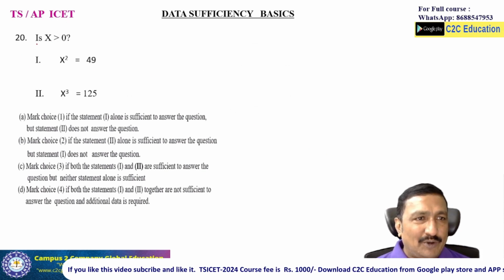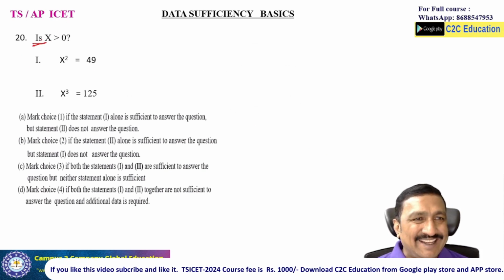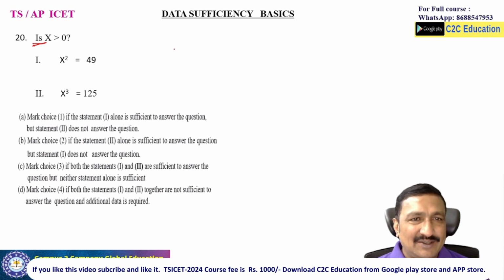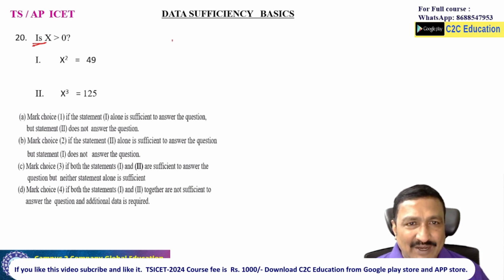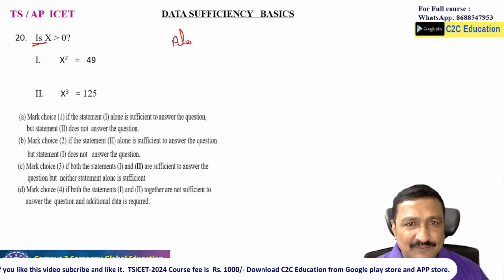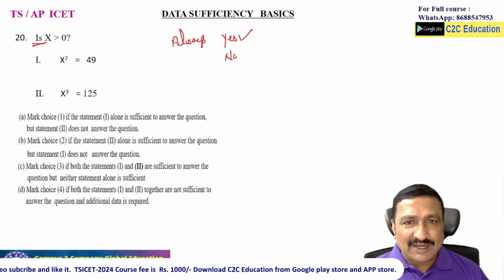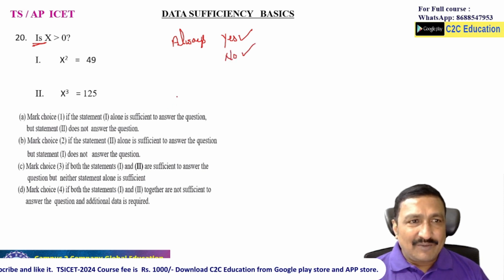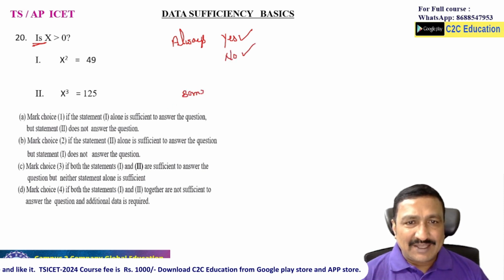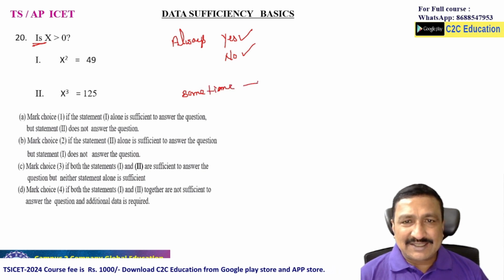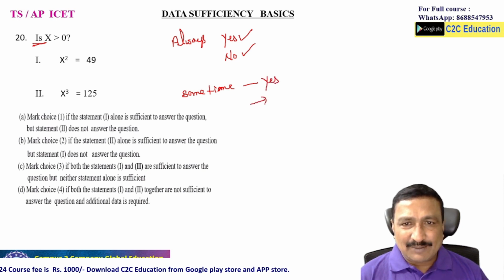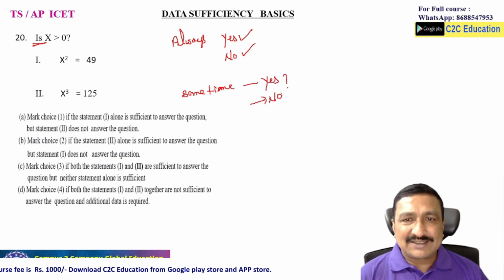Now very important, whenever a question starts with "is", we have to remember whether we can find the answer. Always yes, we can decide the answer. Always no, we can also decide the answer. But sometimes yes, sometimes no, in this case we cannot decide.